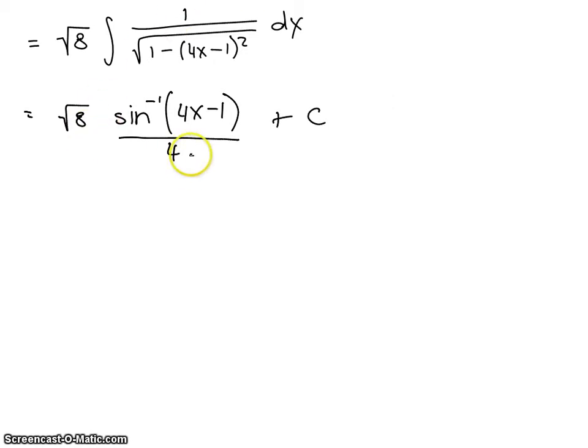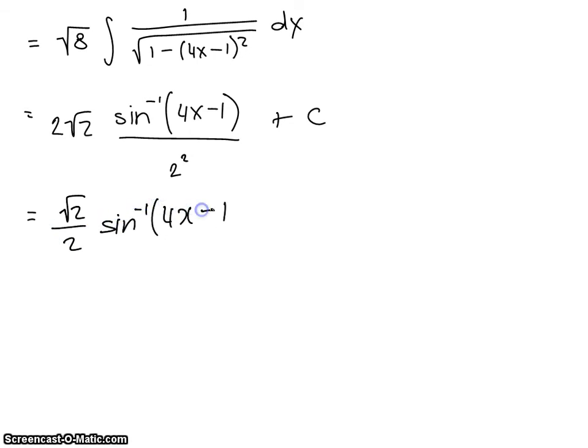So root 8 over 4, you can think of this as 2 root 2. So root 8 is the same thing as 2 times square root 2. This is the same thing as 2 squared. So one of these 2's will cancel, and so you get root 2 over 2 sine inverse of 4x take 1 plus c. And that is your final answer.